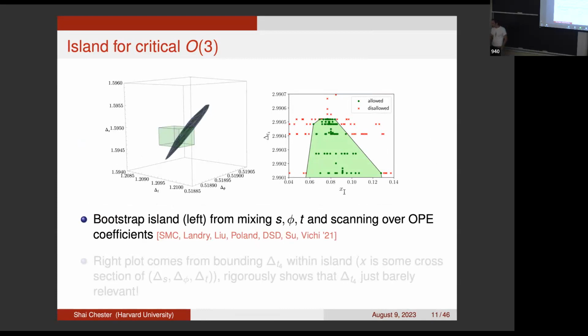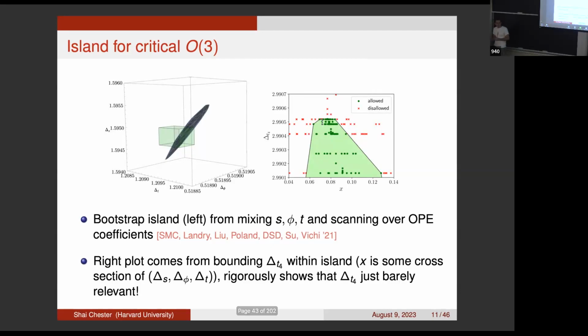So x is some linear combination of various scaling dimensions, delta s, delta phi, delta t. And the y-axis is the important one, the scaling dimension of the rank 4 operator. As you see, the scaling dimension of the rank 4 operator cannot possibly be irrelevant, because it's at most 2.9905. And so we basically rigorously proved that the O3 model is unstable. This implies that all Heisenberg magnets, which really exist in nature, are not described by the O3 Wilson-Fisher fixed point. Instead they're described by this cubic anisotropy.